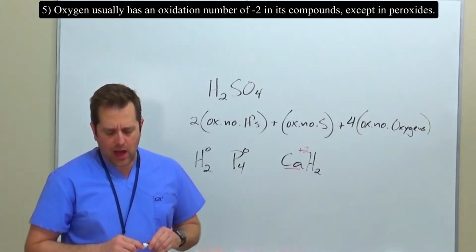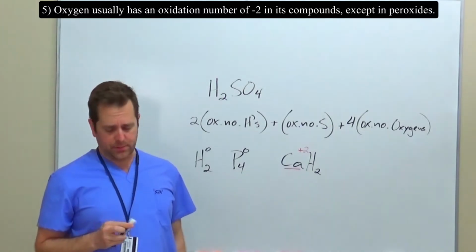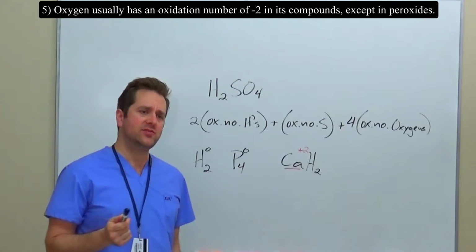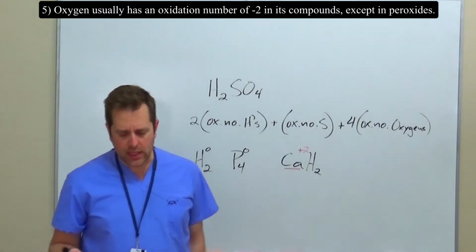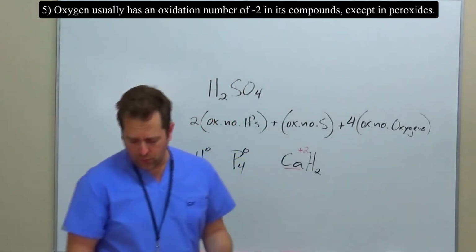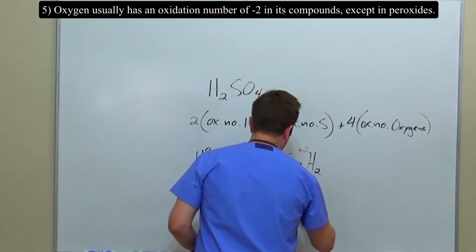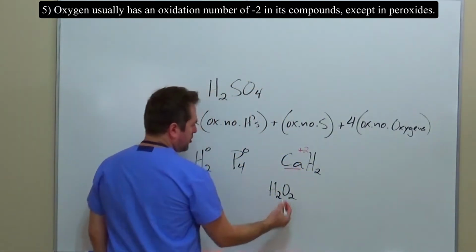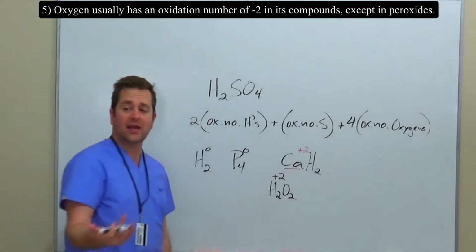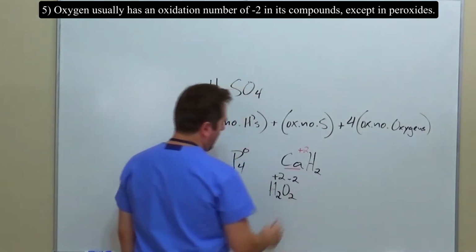Number 5, oxygen usually has an oxidation number of -2 in its compounds. However, when we're talking about peroxides, it's an entirely different story. The oxidation number on the oxygen becomes -1. So, for example, H2O2, hydrogen peroxide, the 2 hydrogens have an overall +2 charge, so each of these oxygens would have to have a -1 charge, so together they have a total of -2, and the molecule is neutralized.